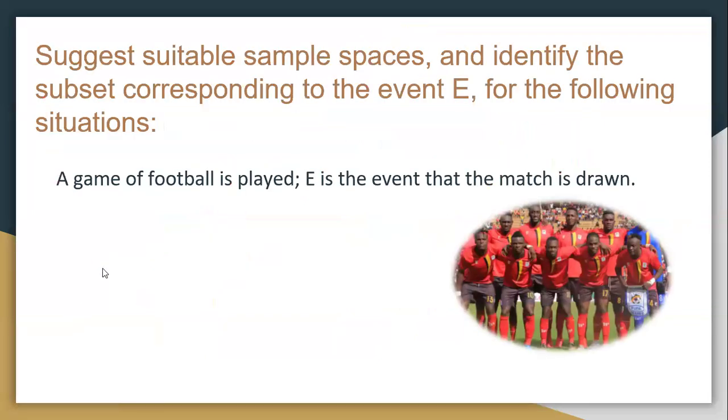Then this one, they told us that a game of football is played, and the event is that the match is drawn. Those who are not into sports, I want you to remember, Daniela Joy, you have added one more, you have just repeated HHT. Those who are not into football or games, you need to have some knowledge about different games. When you go in for a football match, how many possible outcomes do we have? Someone can raise a hand and tell us. When you go in for a match, what do you expect as a team?